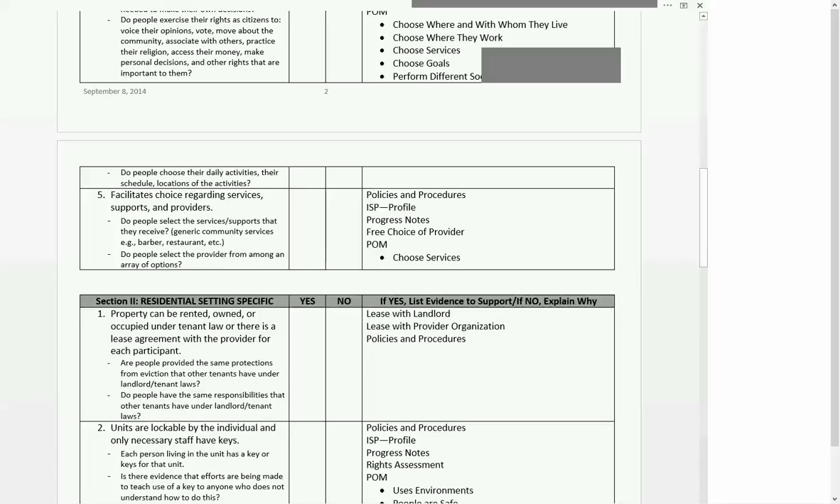For everybody else that provides residential services, you're going to read each question, look at the probing questions, and decide if the particular site, your preponderance of evidence, meets that question or not. If it does, you're going to list the evidence. Again, I've listed some potential examples. If not, you're going to explain why. The questions are: property can be rented, owned, or occupied under tenant law, or there is a lease agreement with the provider for each participant.